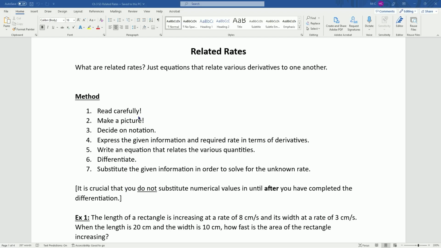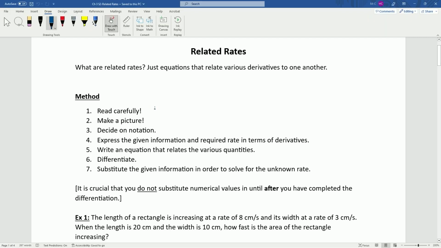Read the whole problem. Typically, I would suggest read it twice. So, first I would say read it a little bit more quickly, get the big picture, and then read it again more carefully and slowly and start writing out all your details.